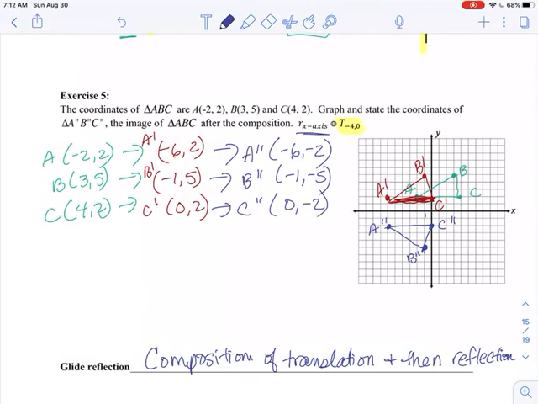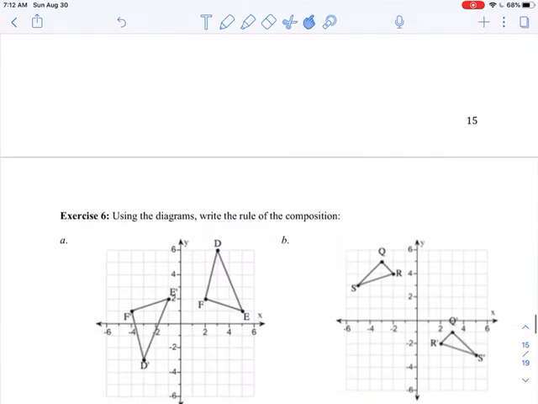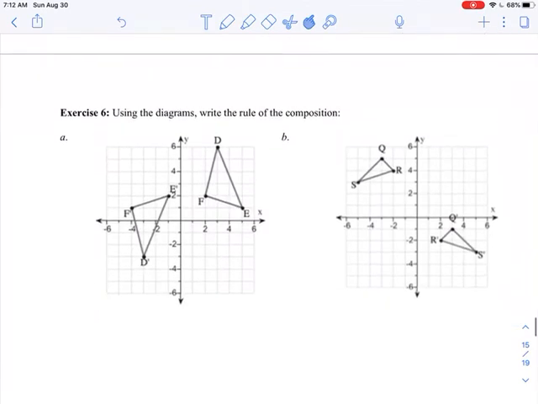Okay, so it's a translation and a reflection. The reflection has to be in the same direction as that translation is, though. All right, and then I'm just going to look at some and I'm going to write the rule for the composition. All right, so looking at this 6, using the diagram, write the rule of the composition.